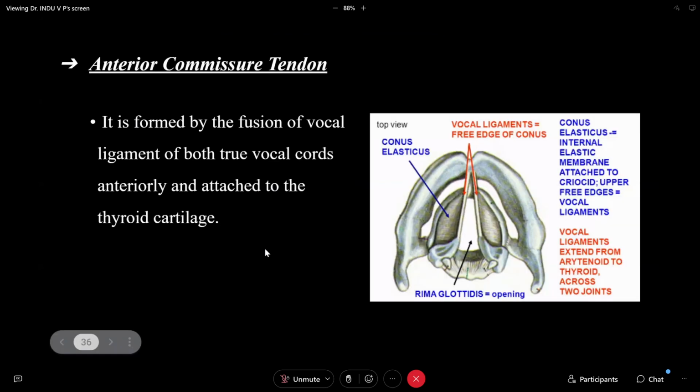Again, the anterior commissure tendon is another barrier. It is formed by the fusion of the vocal ligaments of the two vocal cords anteriorly, attached to the thyroid cartilage. The attachment of the anterior commissure in males is midway between the thyroid notch and the lower border of the thyroid cartilage, and in females it is at the junction of the upper one-third and lower two-thirds. It extends from the thyroid cartilage to the vocal process of the arytenoid.